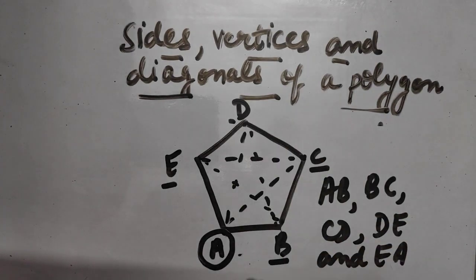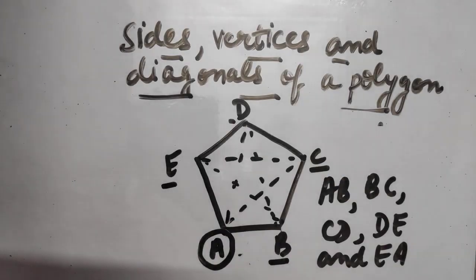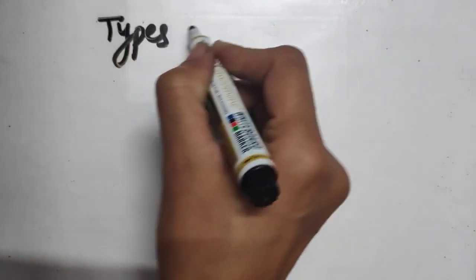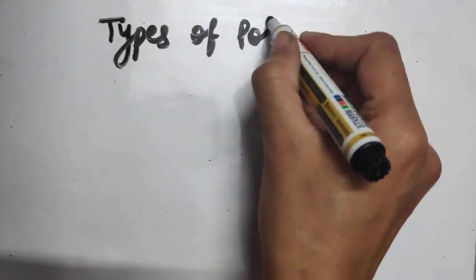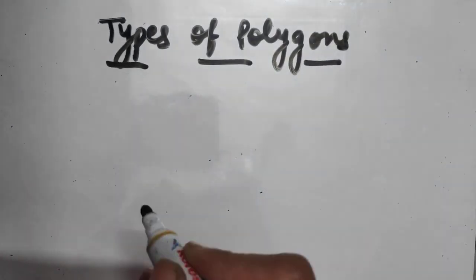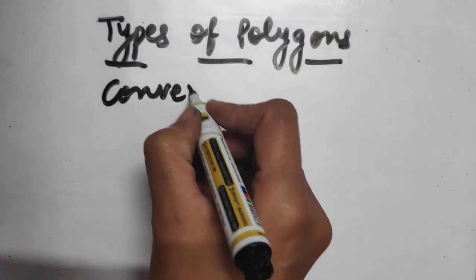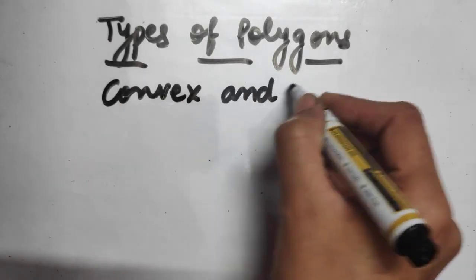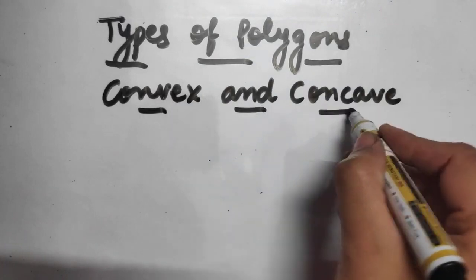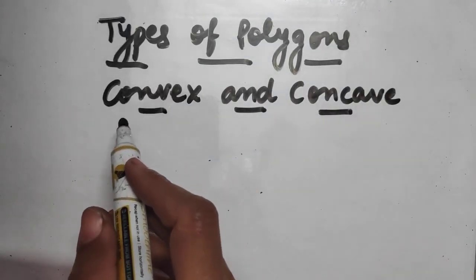So I hope, dear children, you have understood sides, vertices, and diagonals. Let us talk about now types of polygons. In these types of polygons, we need to study about convex and concave polygons. What are convex and concave polygons? We will see. Let us talk about convex polygons first.